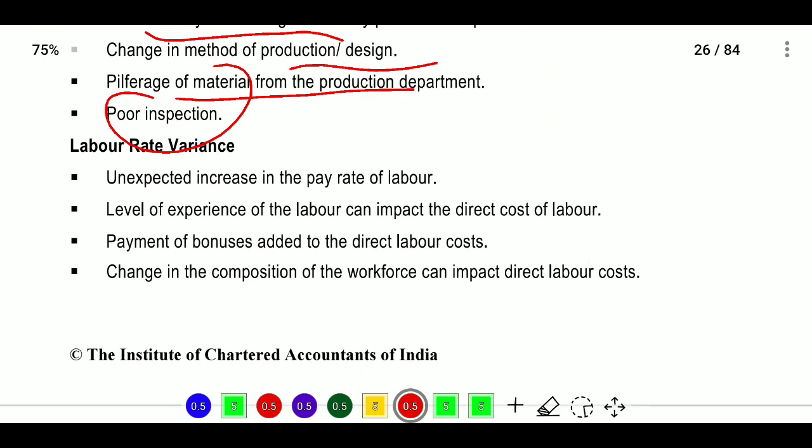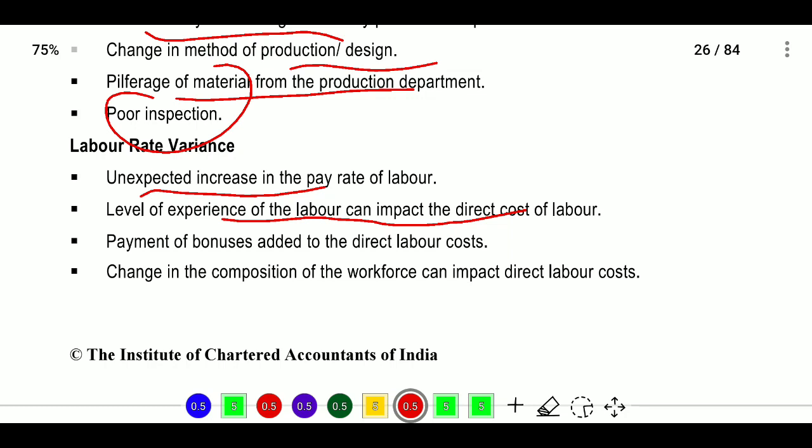Next, labor rate variance. Why does labor rate variance come? Unexpected increase in the pay rate of laborers. So labor is going on strike, they want more wages, then we will be required to pay more wages, then our labor rate variance will come. Next, level of experience of labor can impact. If our senior executive has more experience, he will work more and produce more quantity in less time.